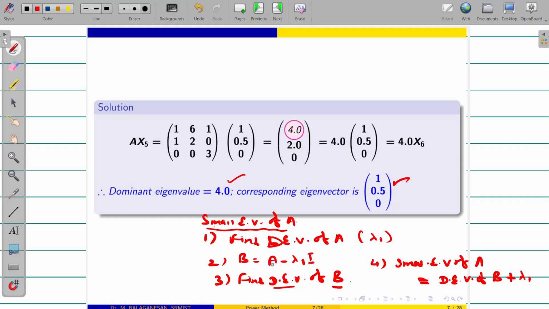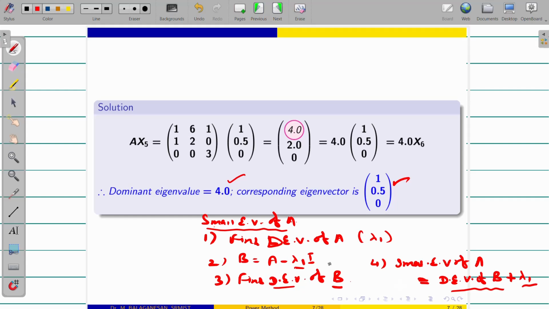If you want to find eigenvalues for A, take this value to the left hand side: B plus lambda 1. It will come like that, B plus lambda 1. The dominant eigenvalue of B we found in the third step, that plus lambda 1 will give the next smallest eigenvalue. So using the two eigenvalues, we have to use the trace concept, sum of the eigenvalues equivalent to sum of the main diagonal elements, to find the third eigenvalue.